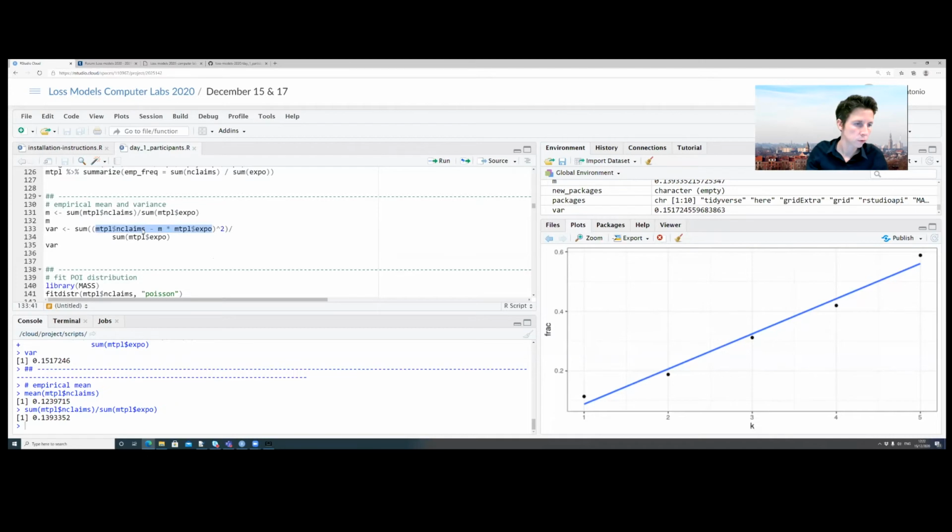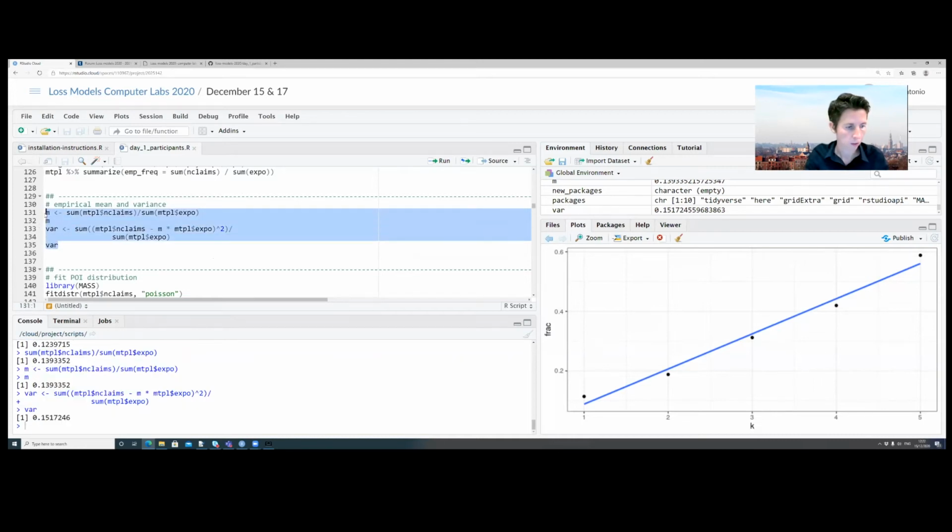So we look at the number of claims registered on a policyholder. We compare that with what we would expect for this policyholder, taking into account his exposure and the global empirical mean. We take the squared differences, we sum that, and we divide by the total exposure. And if we do that, we get an empirical variance of 15%, whereas the empirical mean is around 14%. So empirically, we see some over-dispersion in our data, and the variance is larger than the mean.